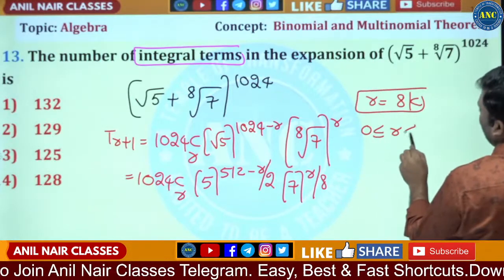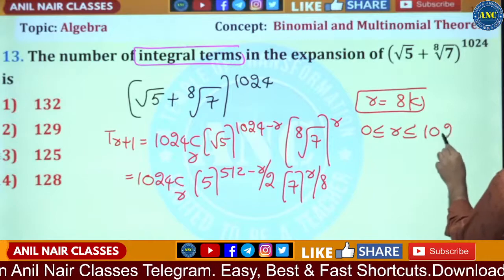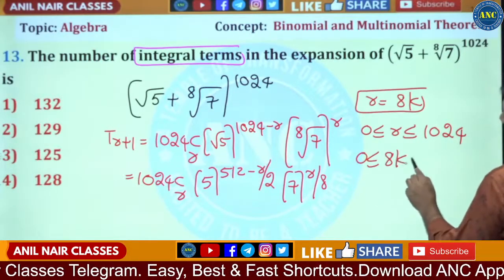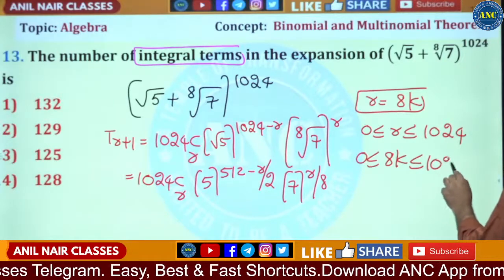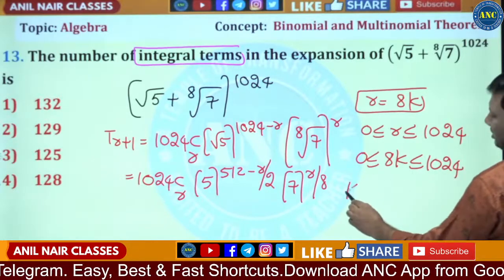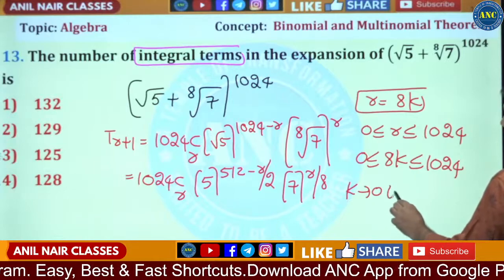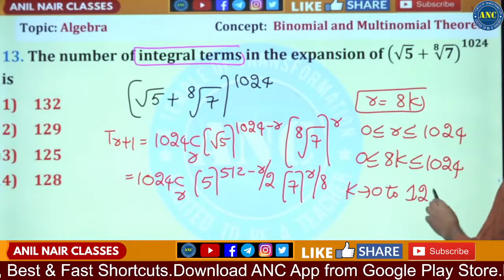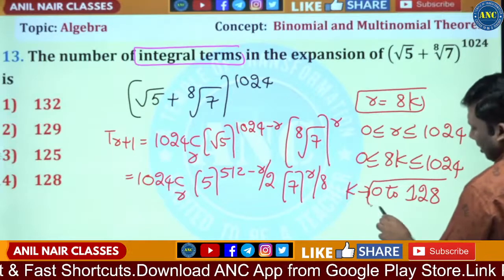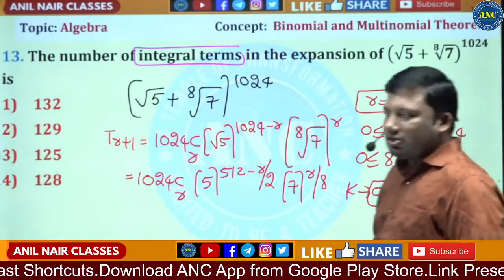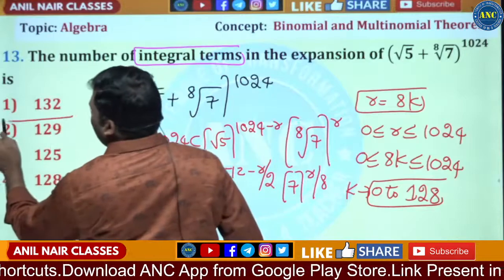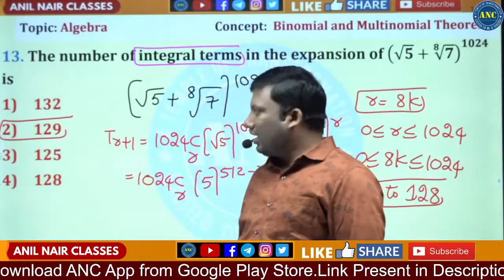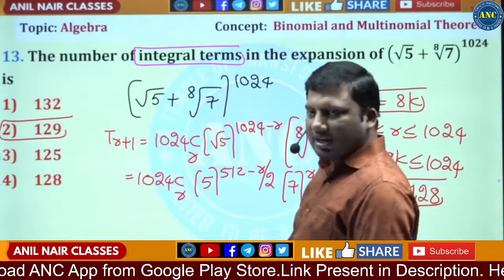0 ≤ R ≤ 1024, so 0 ≤ 8k ≤ 1024. K can start from 0, then 8 ones are 8, 8 twos are 16, up to 128. So k goes from 0 to 128. How many integral terms will be there in this expansion? 129 integral terms will be there in the expansion.